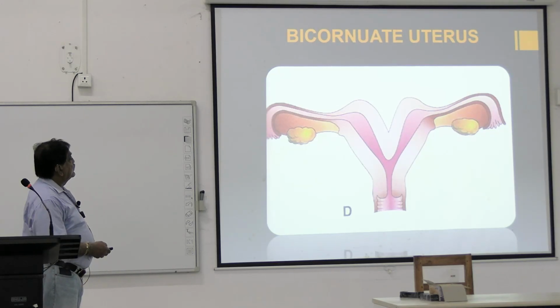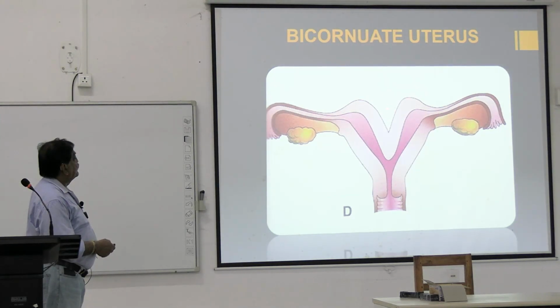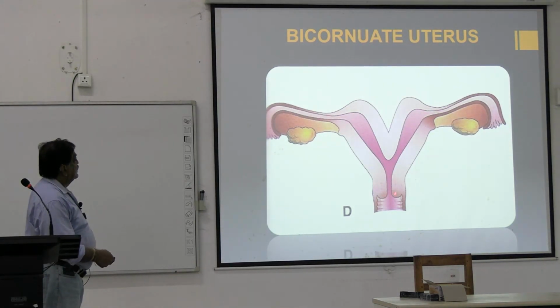Now, bicornuate uterus. See, there's a depression, and this is one cavity, this is one cavity. This is a single passage in the cervix, the single vagina.